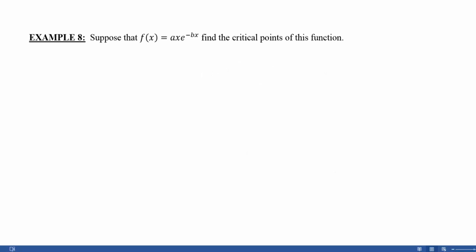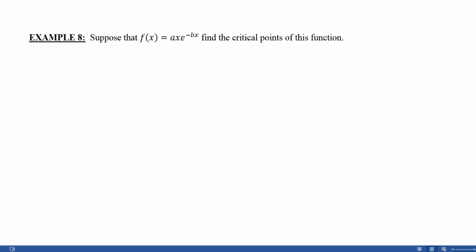Example 8. Suppose that f of x equals ax e to the negative bx. Find the critical point of this function. So again, x here is going to be my independent variable, which means that a and b are constants. And so what I want to do again is find the first derivative of this function and see where it equals 0 or is undefined.